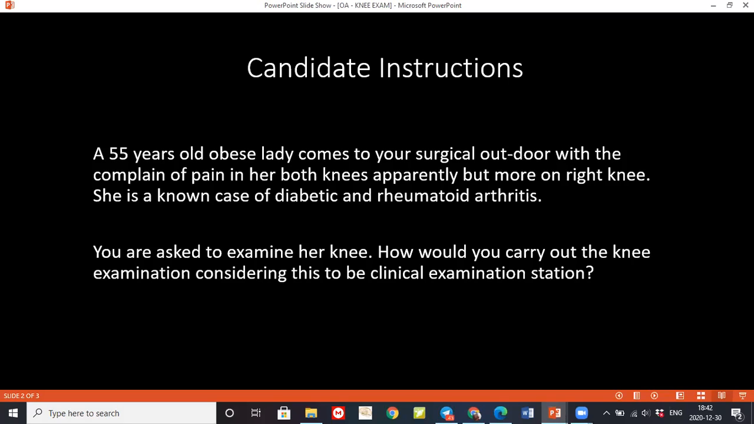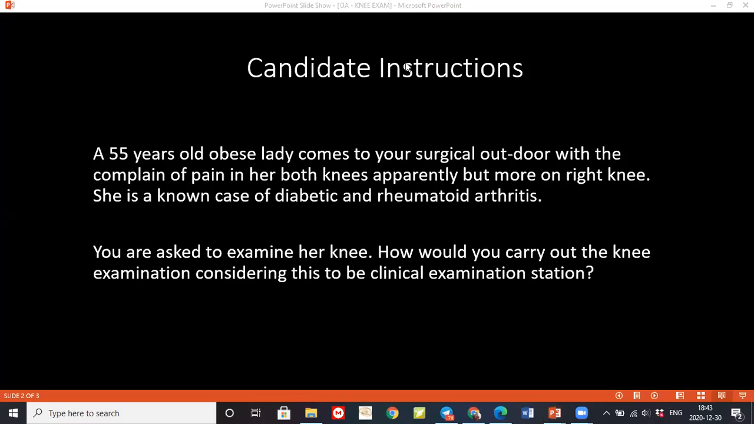Then after that, I will ask the patient to lie down on the couch. After observing the gait, what else are you going to observe? I need to inspect the joint, both sides, whether they are symmetrical, whether there's any swelling, whether there's any pathological shape like knee locking, or maybe valgus or varus. If there are any scars, any wasting of muscles, any color change.